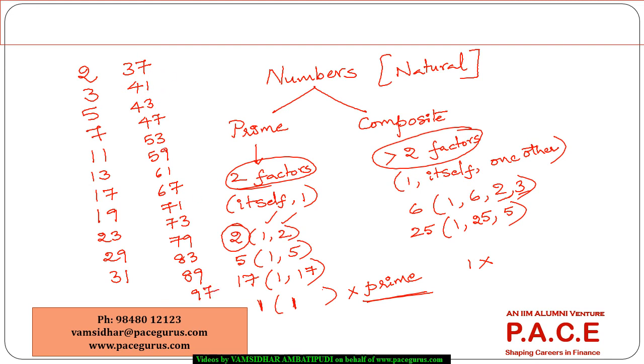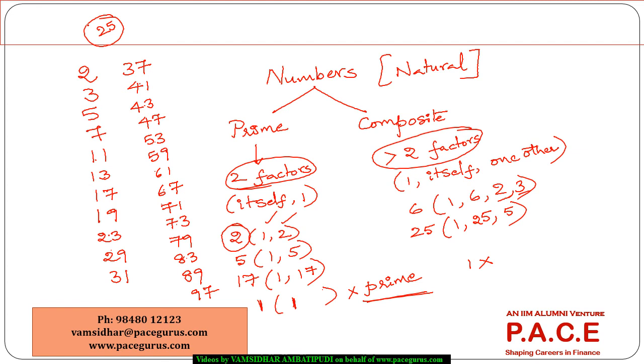So these are the various prime numbers that exist between 1 and 100. There are exactly 25 prime numbers in the first 100. That's an interesting thing that is better for you to remember.